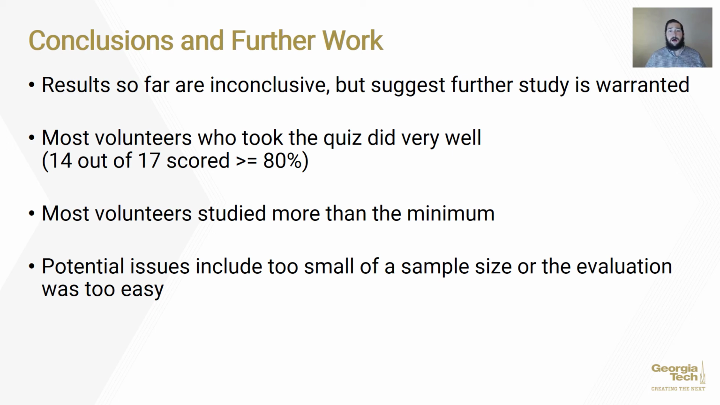One issue is that almost all of the volunteers did very well, indicating that the quiz may have been too easy, or they may have been allowed to study for too long, or the material itself may have just been too simple. And so this prevented a normal distribution of results, instead all being bunched up towards the 100% mark. Another issue with this experiment is that the sample size was relatively small. So a future extension of this experiment would include a larger sample size with more volunteers, which would hopefully lead to more concrete results.